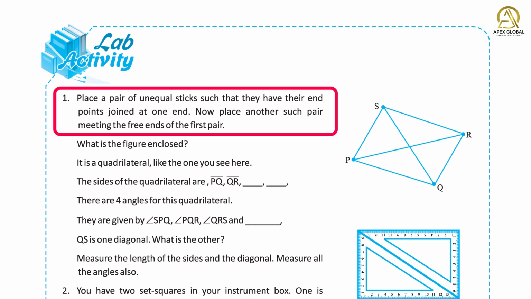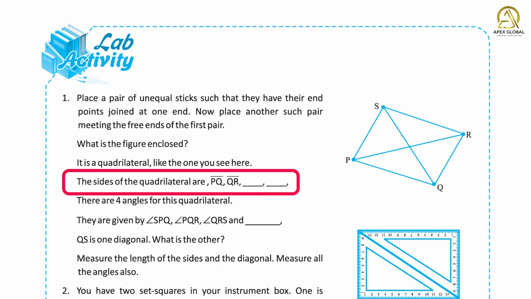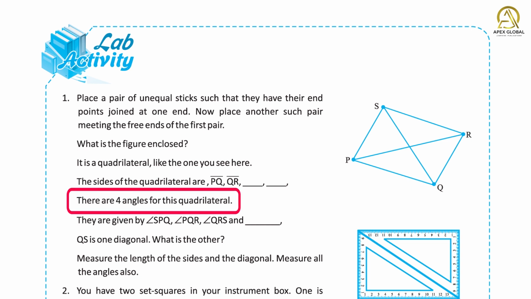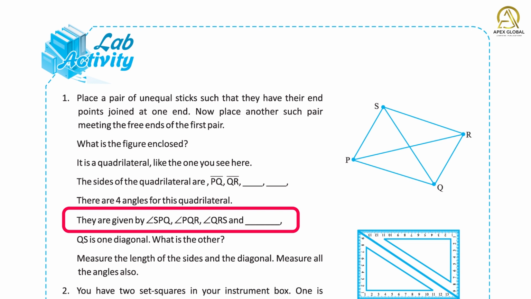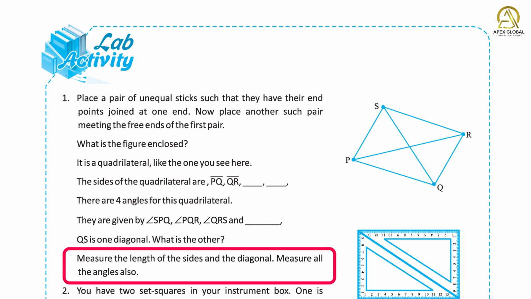Lab activity 1. Place a pair of unequal sticks such that they have their endpoints joined at one end. Now place another such pair meeting the free ends of the first pair. What is the figure enclosed? It is a quadrilateral like the one you see here. The sides of the quadrilateral are PQ, QR. There are 4 angles for this quadrilateral. They are given by angle SPQ, angle PQR, angle QRS, and QS is one diagonal. What is the other? Measure the length of the sides and the diagonal. Measure all the angles also.